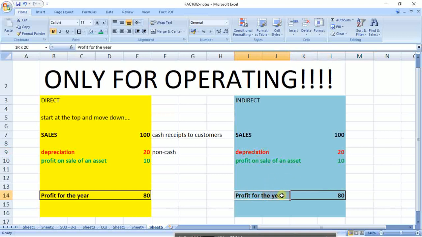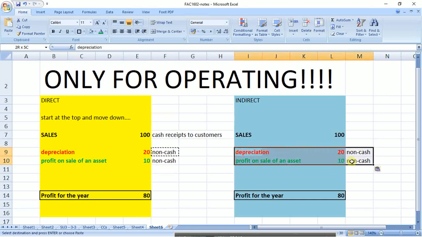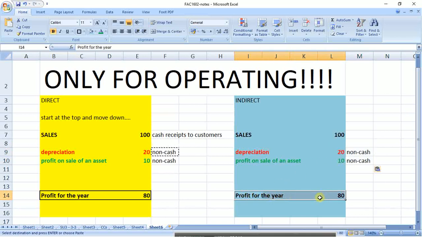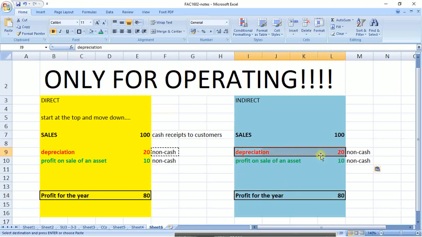Remember, I'm starting at profit for the year. So now, do you agree these two items are non-cash items? So do I have to provide for them? Yes, I do. So let me ask you this. Profit for the year. Because we had depreciation, is this amount too high or too low? It's too low. It's too low because you've taken out depreciation.